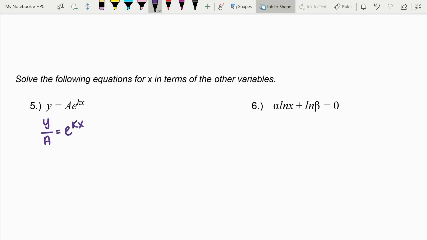Then we can take the natural log of both sides. So I'll have the natural log of y over a is equal to kx. Remember that the natural log and e just cancel out. And now I can divide both sides by k. So I'm going to end up with 1 over k times the natural log of y over a is equal to x. And then I have x by itself.